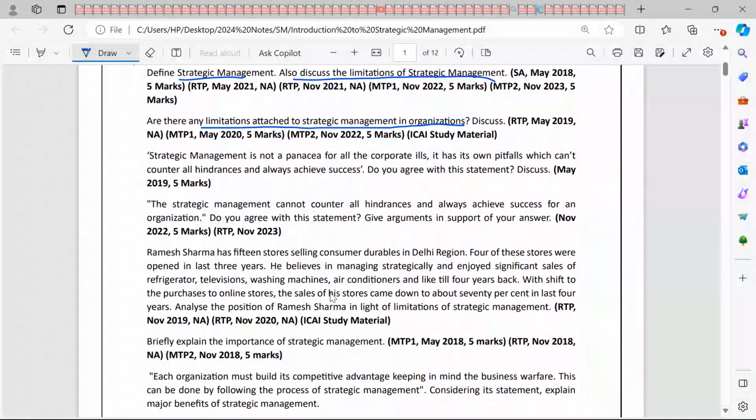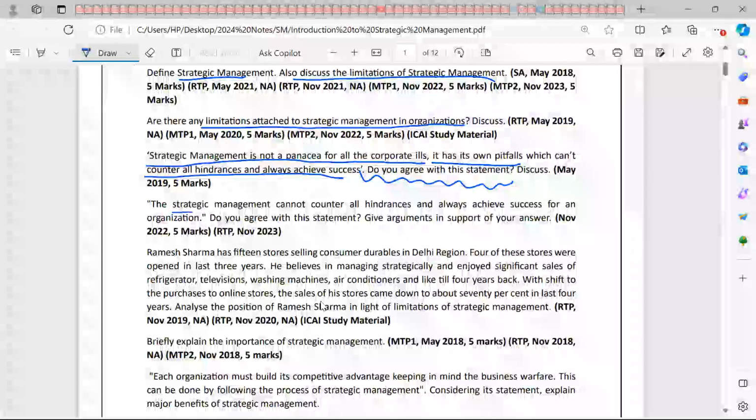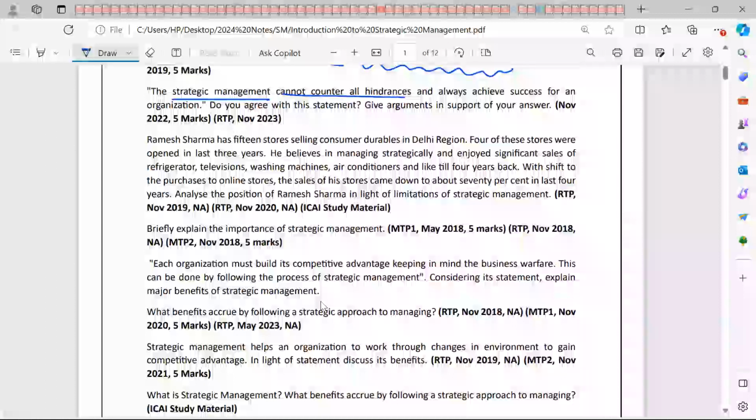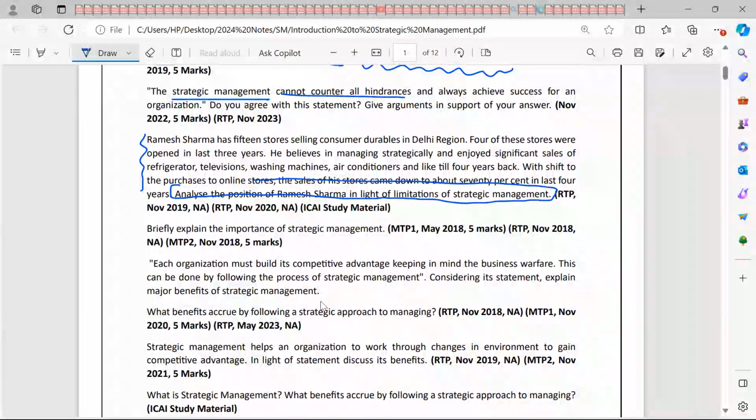Discuss this. Next, strategic management is not a panacea for all corporate ills. It has its own pitfalls, which cannot counter all hindrance. Do you agree with the statement? This is again asking about limitations. Again, next, limitation. Yes, strategic management cannot counter all hindrance. Again, the same thing, and last, what did it say? Analyze the position of Ramesh Sharma in the light of limitations of strategic management. Oh my god, ICAI study material.